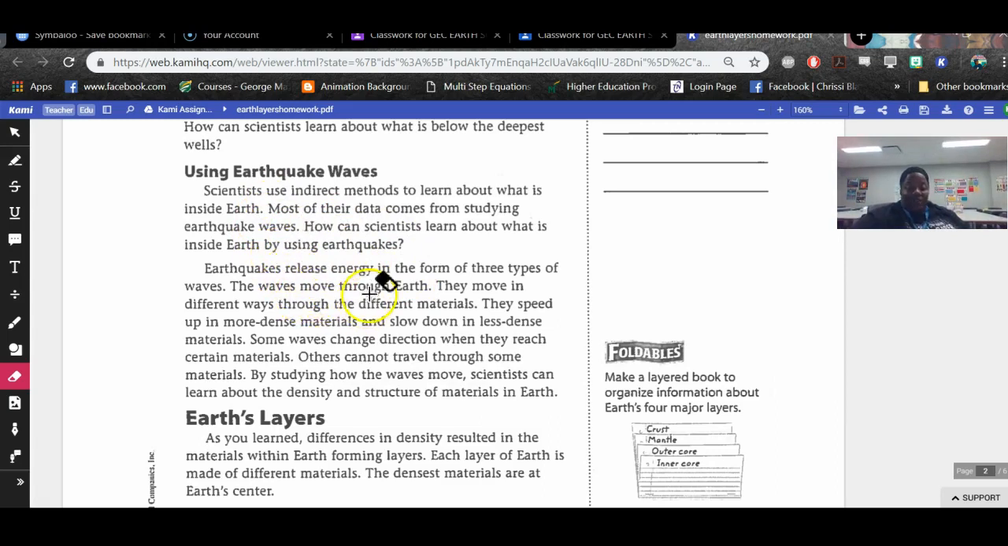Earthquakes release energy in the form of 3 types of waves. These waves move through Earth. They move in different ways through the different materials. They speed up in more dense materials and slow down in less dense materials. Some waves change direction when they reach certain materials. Others cannot travel through some materials. By studying how the waves move, scientists can learn about the density and structure of materials in the Earth.